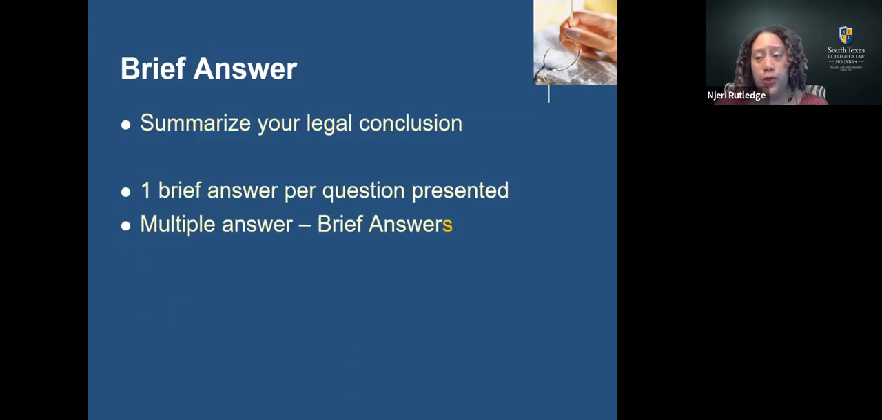Summarize your legal conclusion. Your brief answer, 1 brief answer per question presented. Make sure the format of your brief answer matches the format of the question presented. Similarly, the order in which you state your question presented and brief answer, if you have multiples, should match the order that you address those issues in your document.